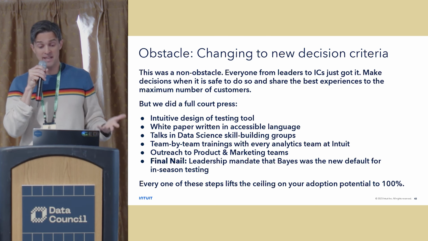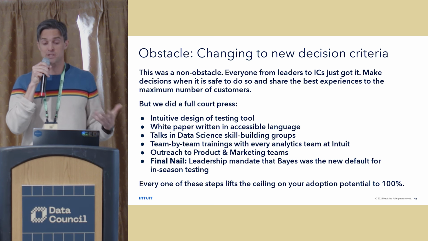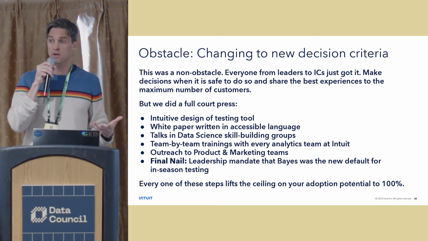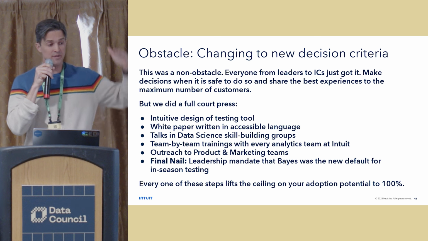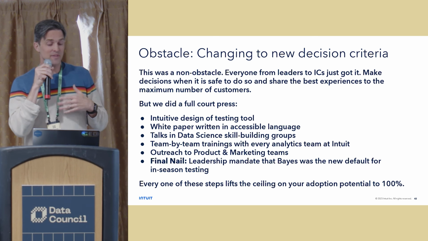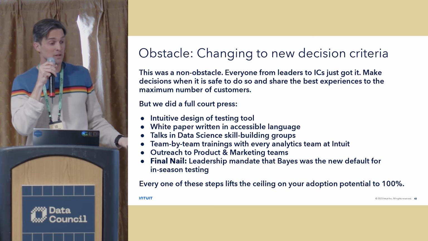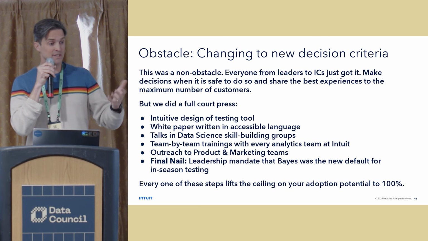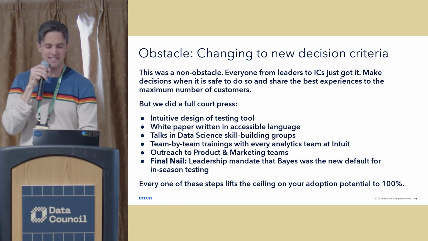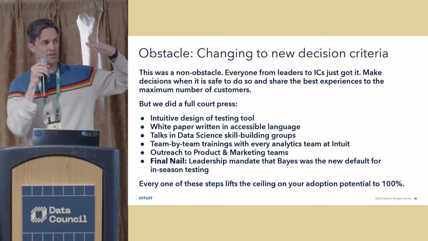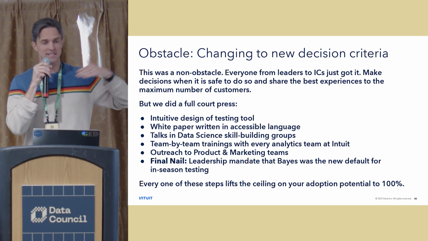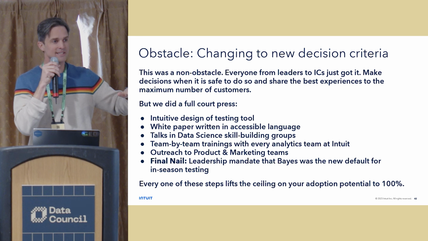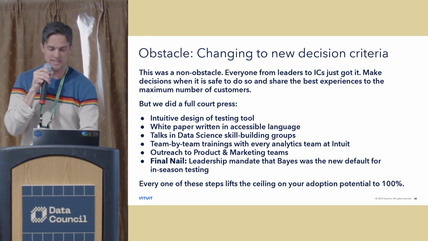But the final nail, the most important one, is getting a leadership mandate that Bayes was the new default for in-season testing. And if you've done all the previous steps, this is an easy mandate to follow. People were quite eager to use this, but each of these steps is effectively lifting the ceiling on your adoption potential. Until you get that leadership mandate, I feel like your adoption potential is capped at like 10%. But you take all these steps and you can get full adoption of your data science change.